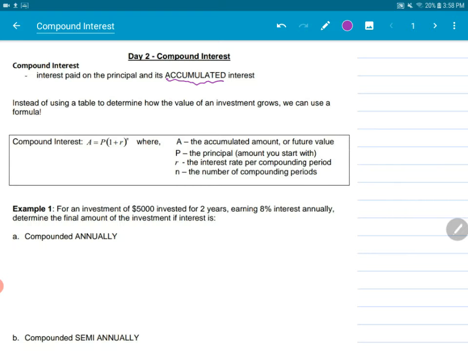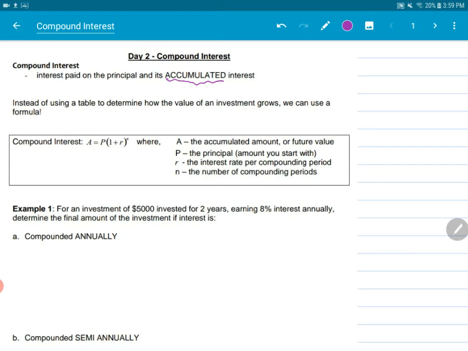If you're taking 5% of $10 versus 5% of $20, you're going to have a higher amount of money if you're taking 5% of $20. So compound interest is better for you if you are investing money, and it's worse for you if you are owing money.